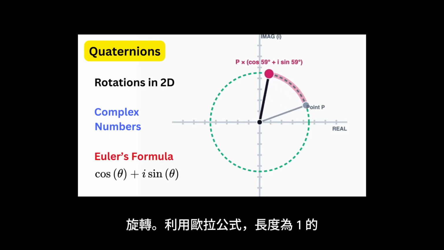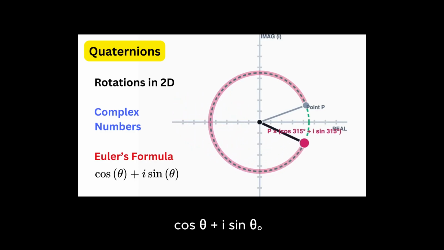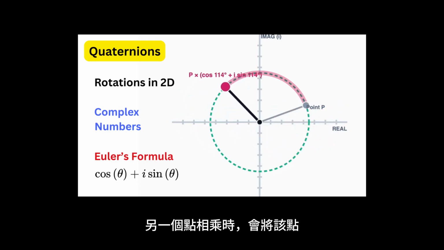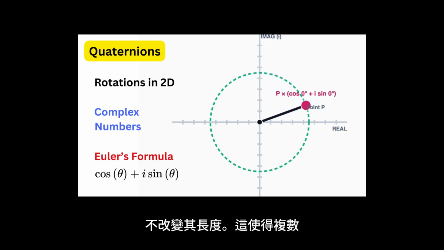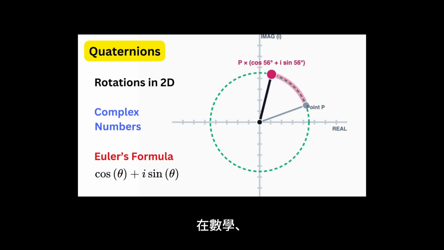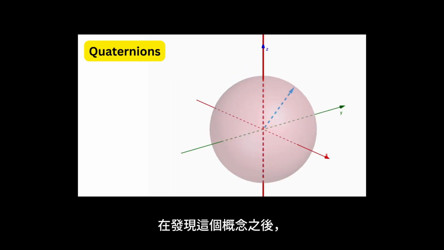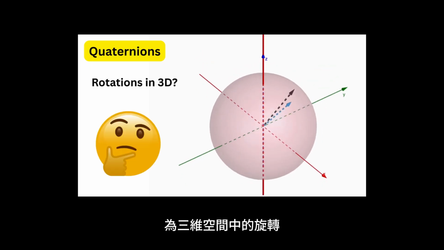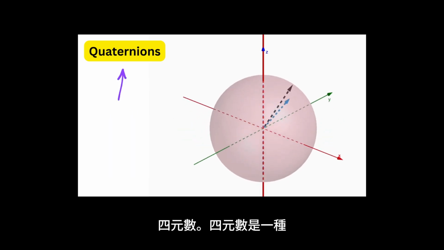Using Euler's formula, a complex number with length 1 can be written as cosine theta plus i sine theta. When such a number is multiplied by another point on the plane, it rotates that point by theta degrees without changing its length. This makes them extremely useful in mathematics, physics, and engineering. After discovering this idea, mathematicians then asked, can we create something similar for rotations in 3 dimensions? The answer to that question is quaternions.